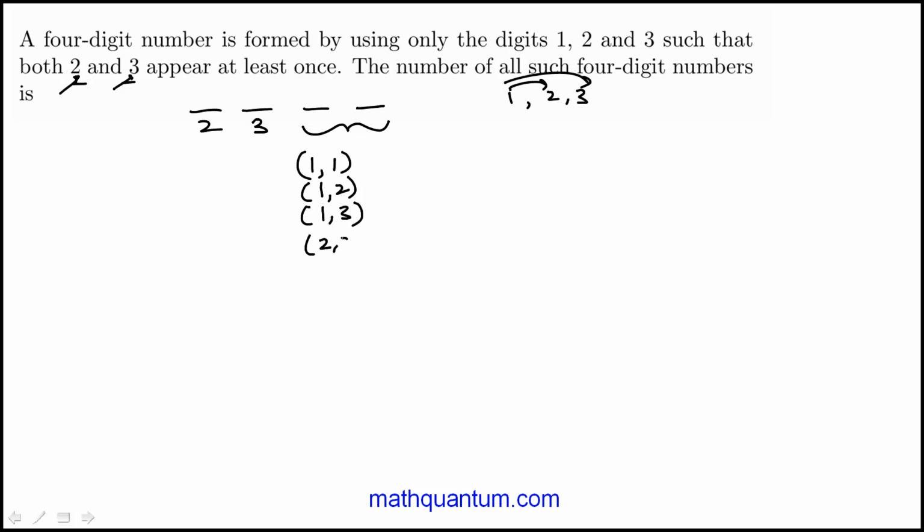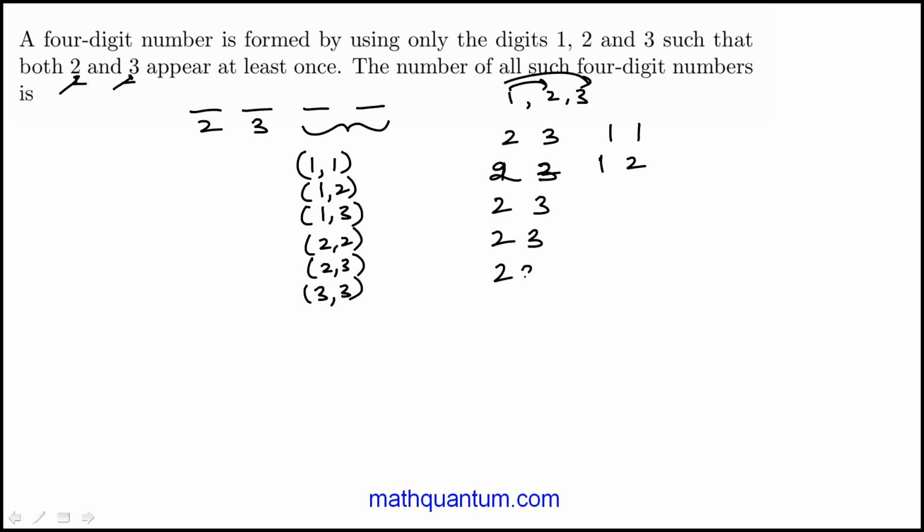and then 2 with itself. Then 2 and 1 is already counted, so I just need 2 and 3, and then 3 and 3. So the possible cases are, and I'll write it like this, 1, 2, 2, 3, 1, 2. So this piece is the same, 2, 3, 2, 3.